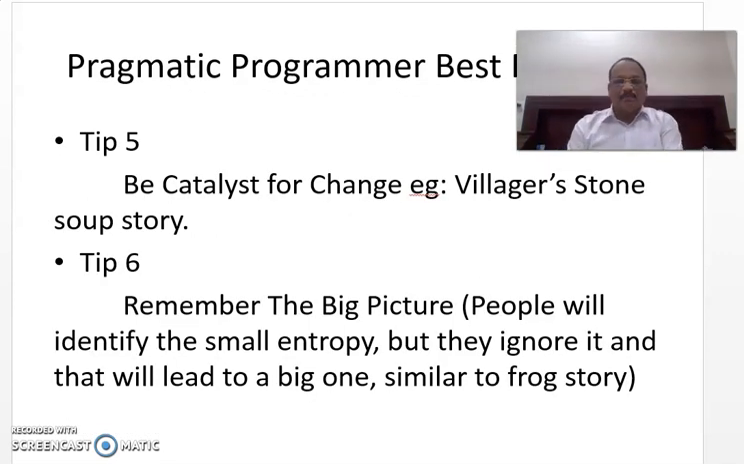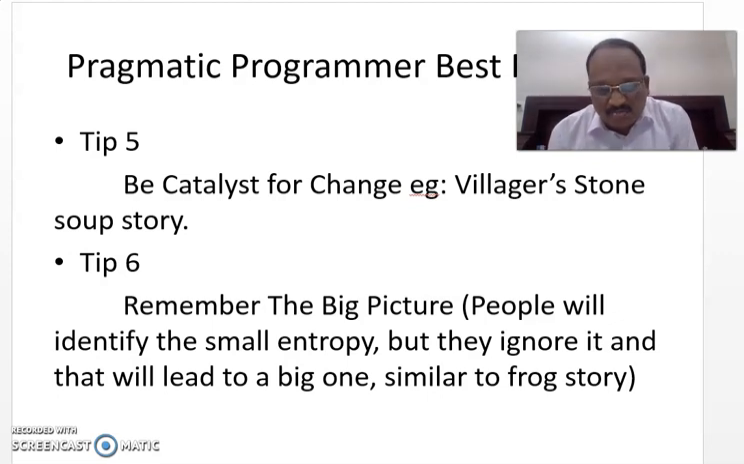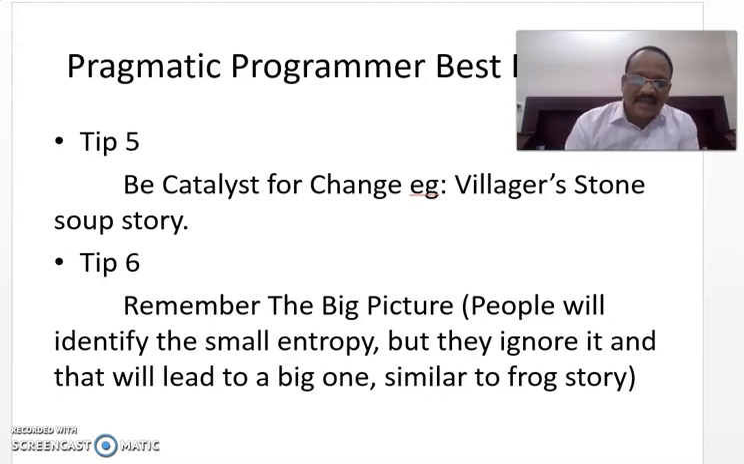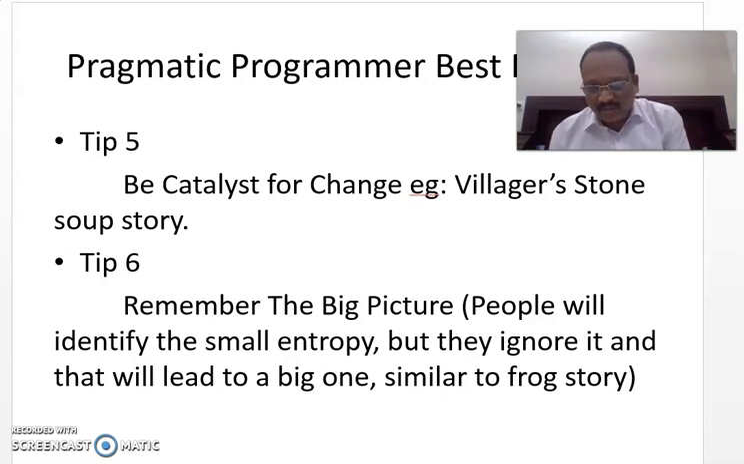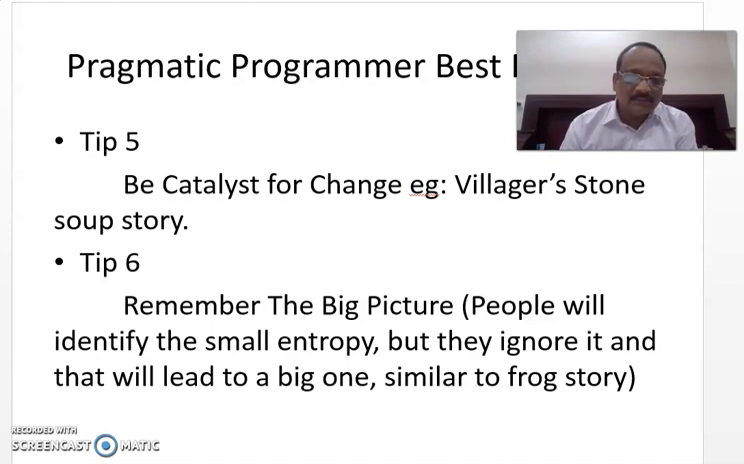This is tip 5. Be a catalyst for change. Example: the villagers and the stone soup story. Tip 6. Remember the big picture. People will identify the small entropy, but they ignore it, and that will lead to a big one, similar to the frog story. Similarly, the frog dies in a pot while gradually heating it up. Entropy gradually will increase, then the frog will die.